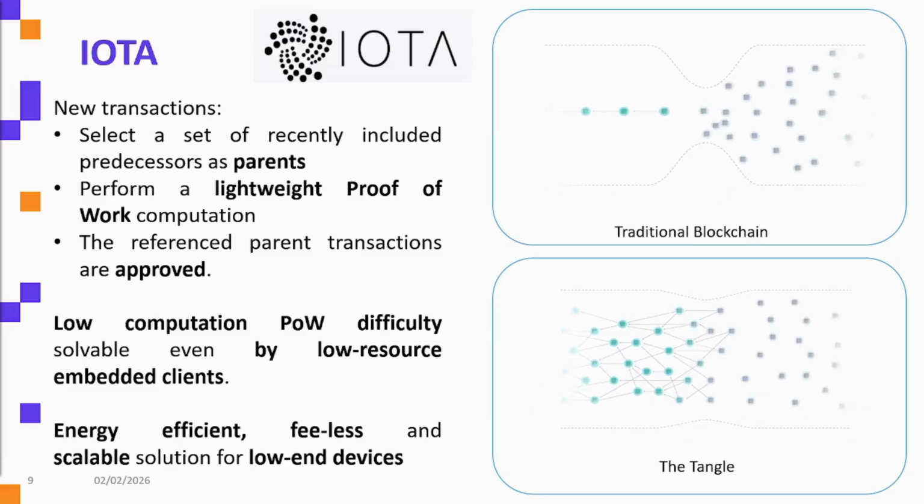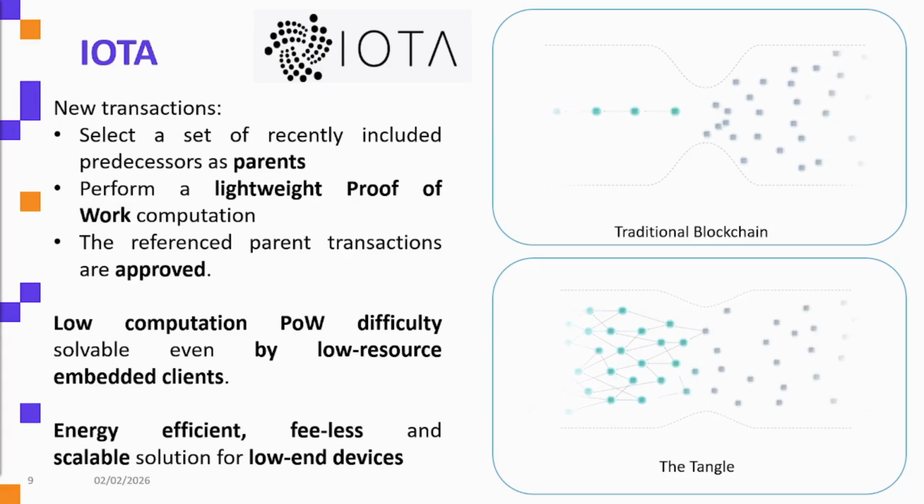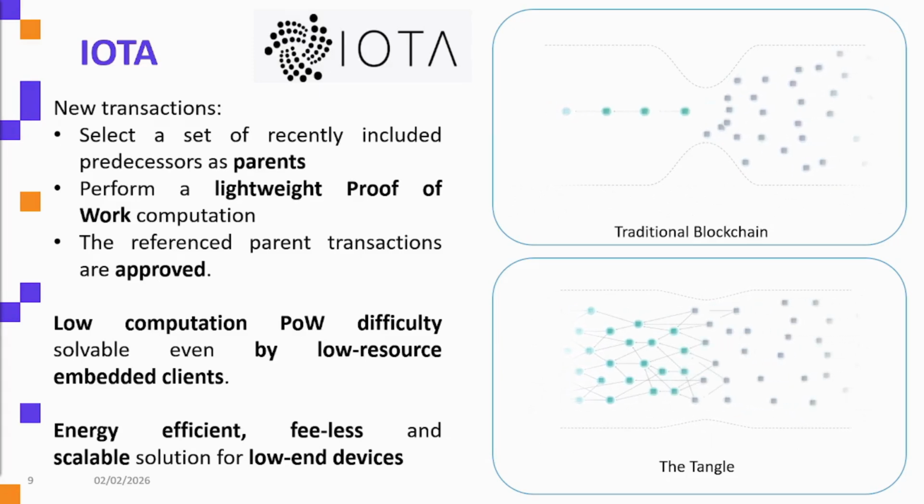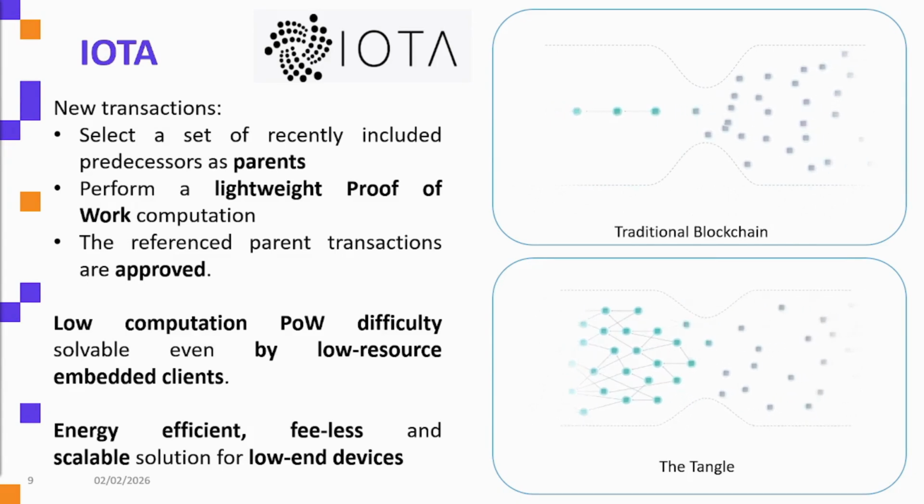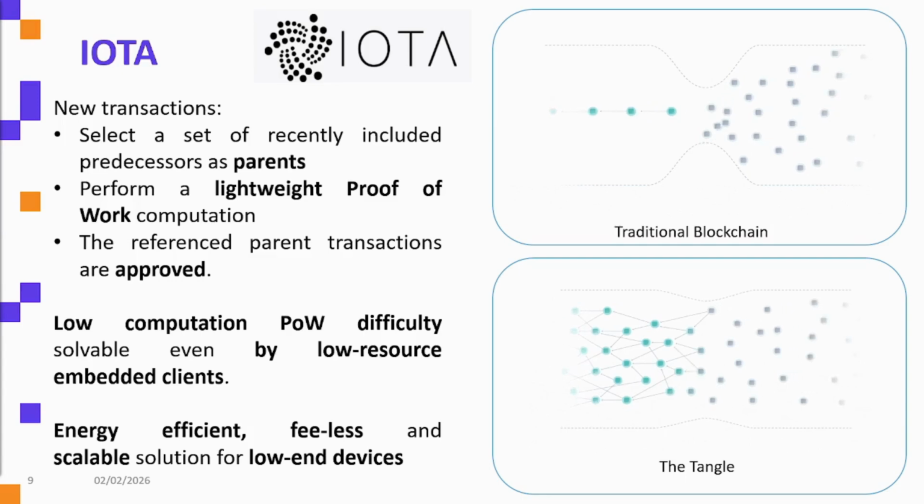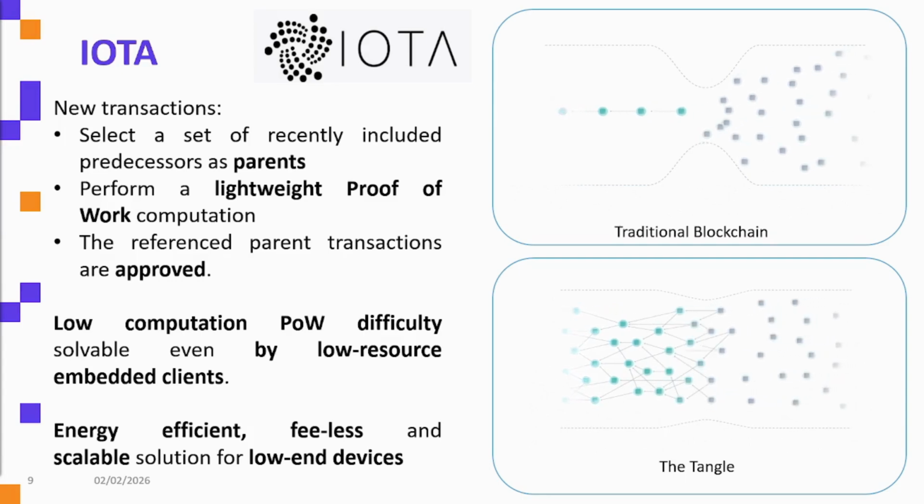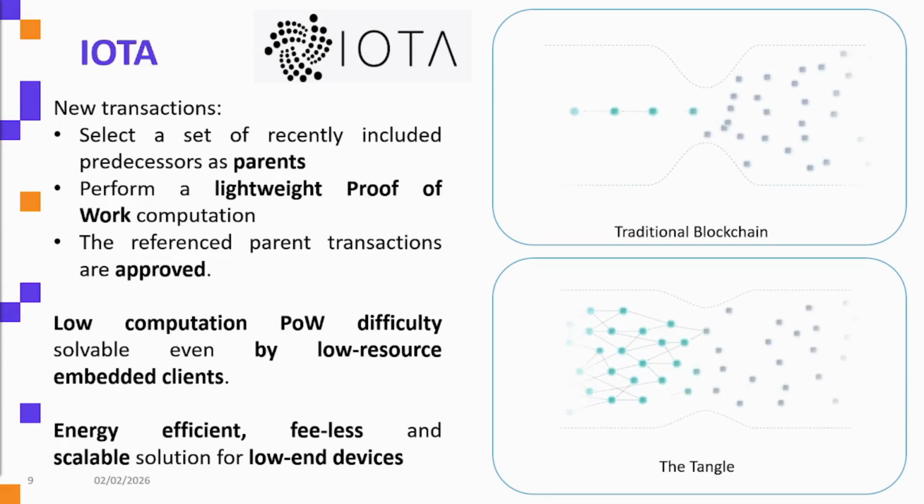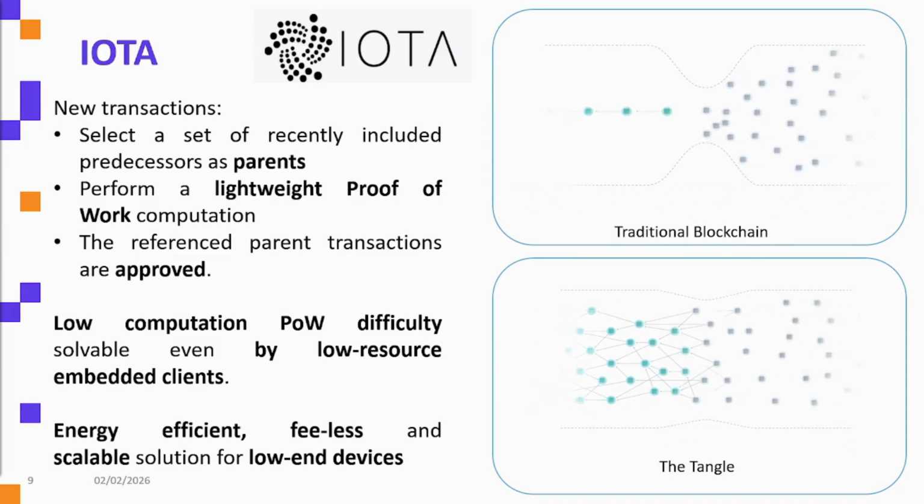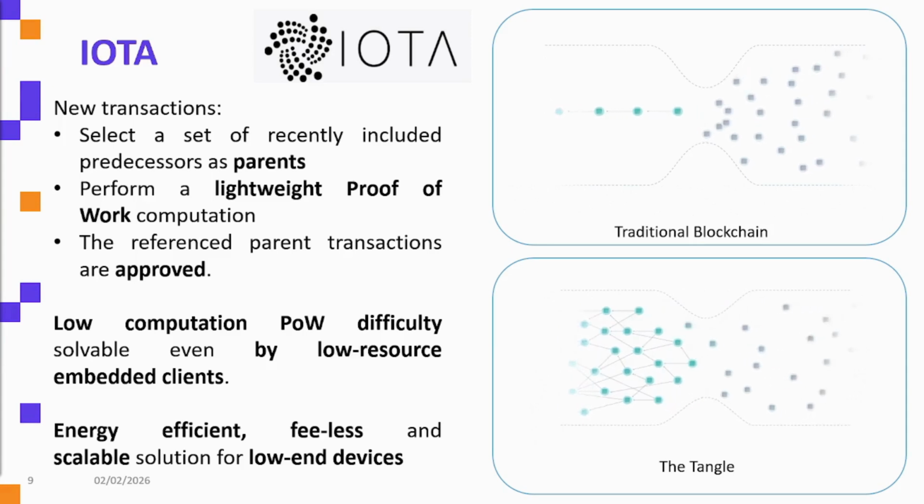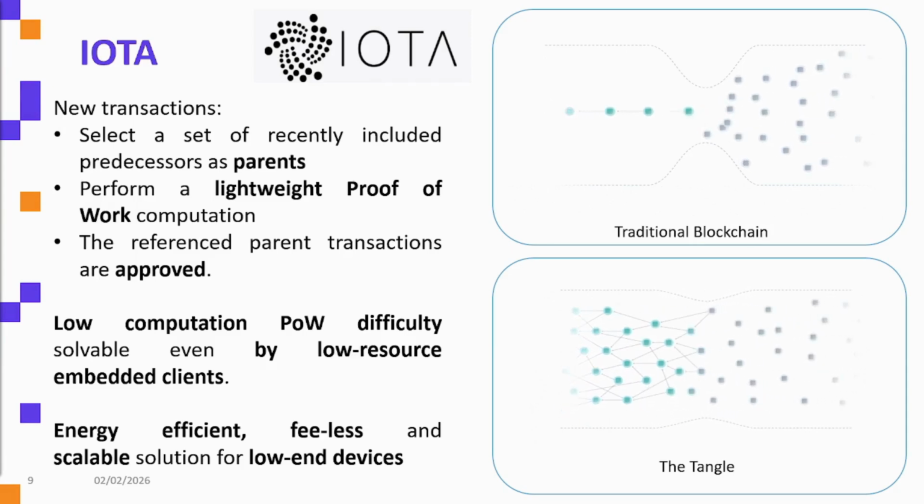And third, the validation. By submitting a transaction, the referenced parent transactions are approved. This creates a symmetry. Every participant who wants to transact must also contribute to approving other transactions. The participating nodes do not receive any tokens as rewards. All we send is all we receive in IOTA.